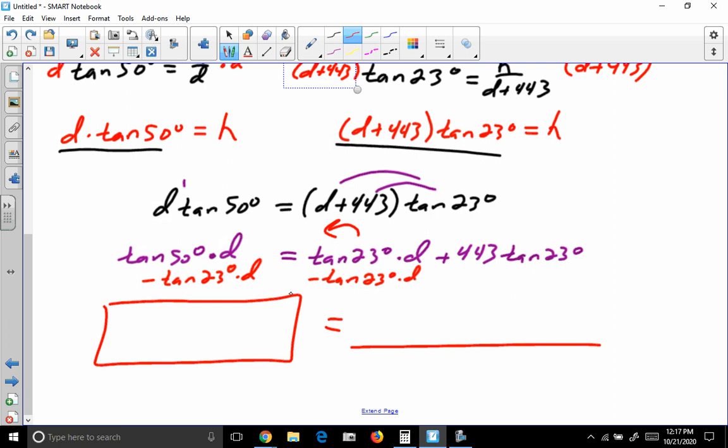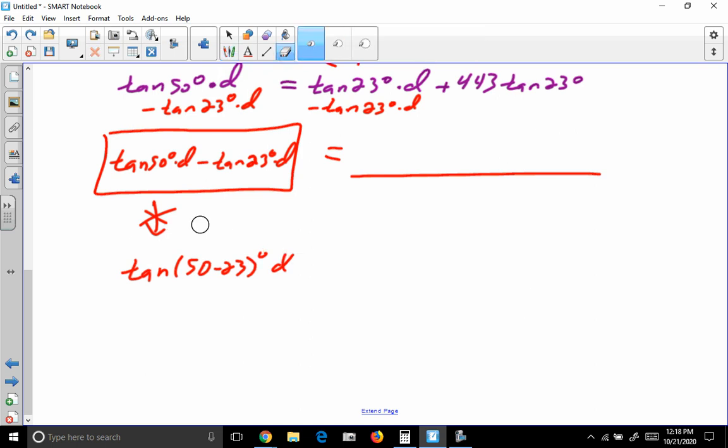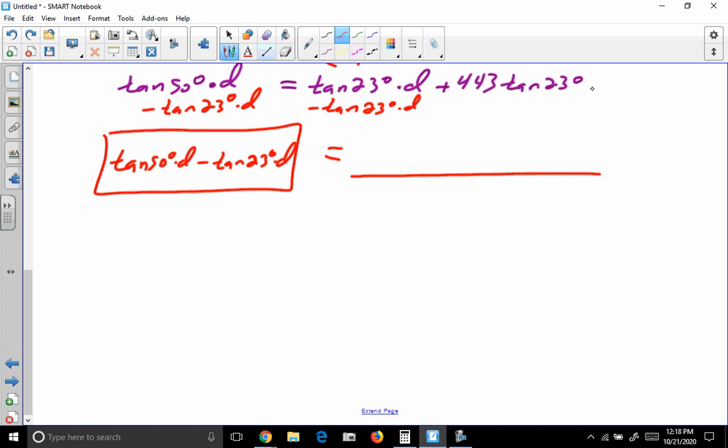So on the left side, those are like terms. The tangent 50 degrees times d and the tangent 23 degrees times d. But we have to be careful because tangent is a function. So this would not be tangent of 50 minus 23 degrees times d. That would not work. Now let's bring the other side down, the 443 tangent 23 degrees.